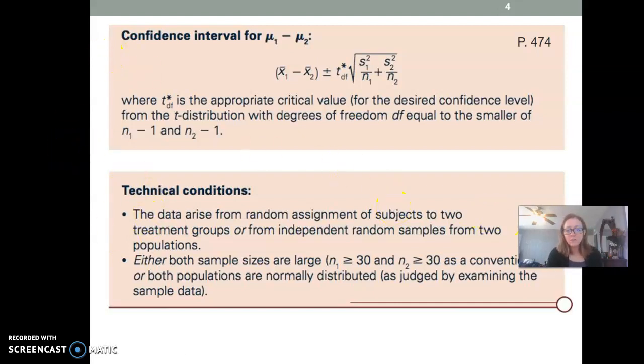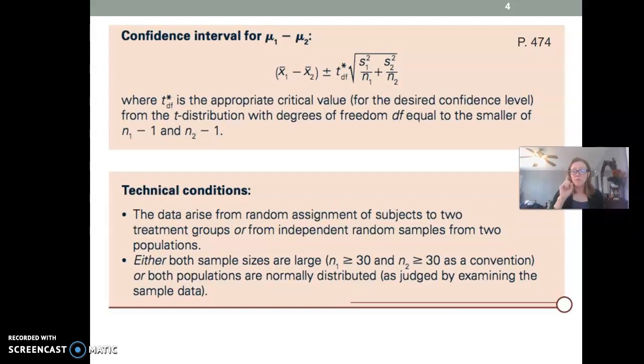And the technical conditions that you need to be aware of, of course, first and foremost, this is only valid if our data arise from a random sample or a random assignment of subjects into two treatment groups, right? So we always need randomness. The other technical condition is that either both samples are large, like the sample size for both sets of data is bigger than or equal to 30, or that both populations are approximately normally distributed.